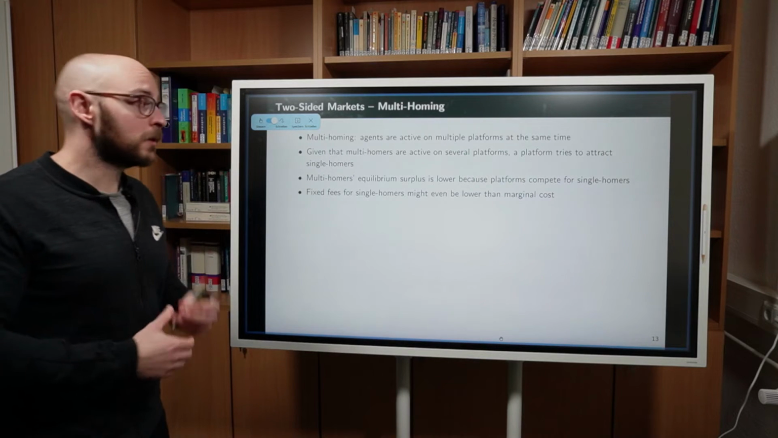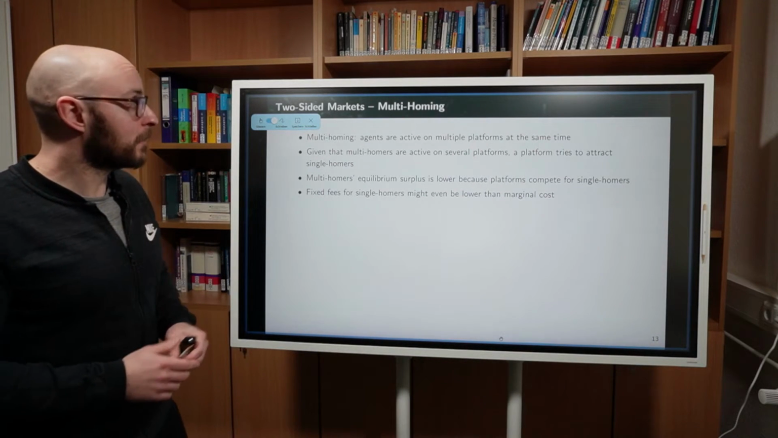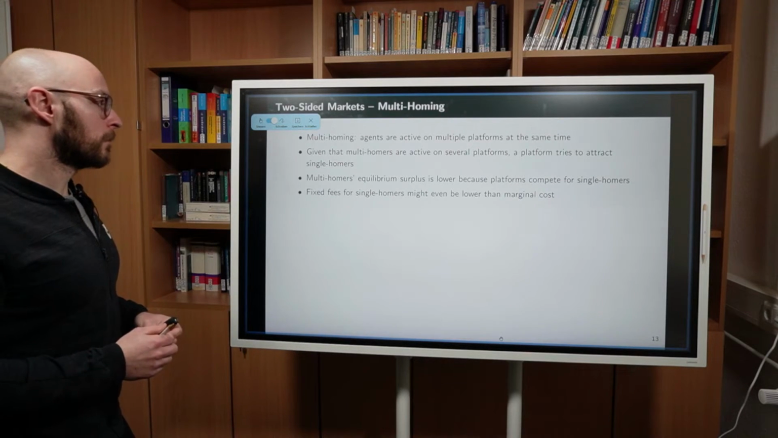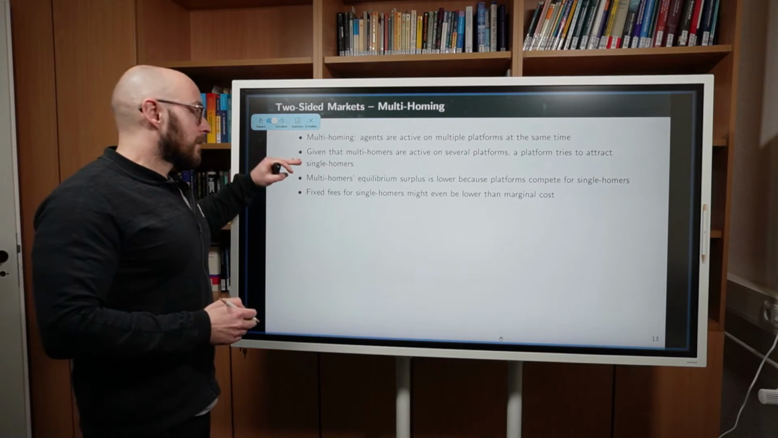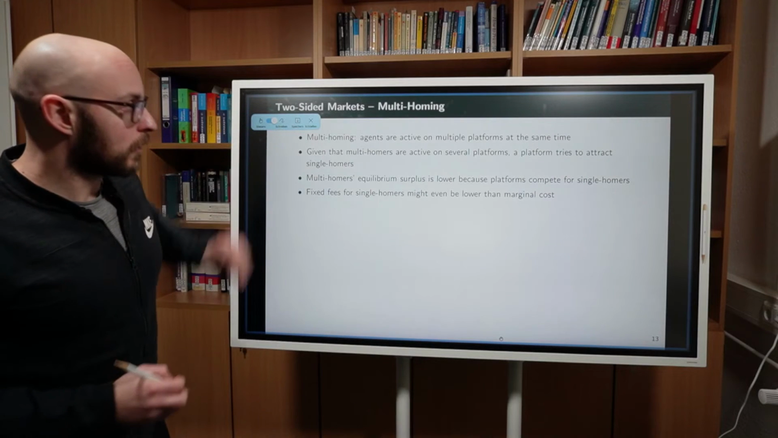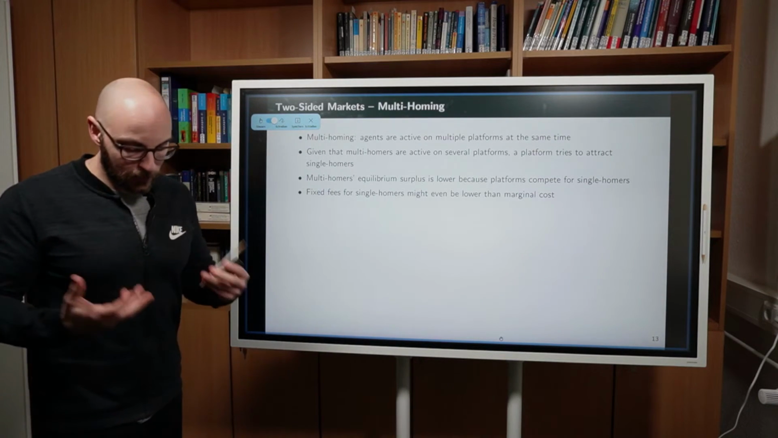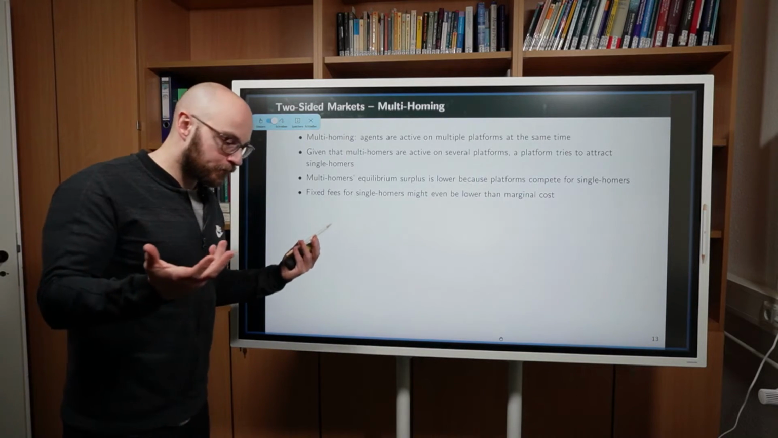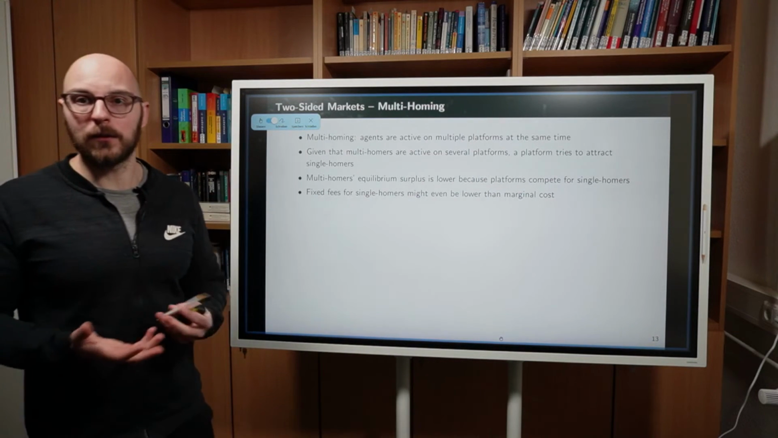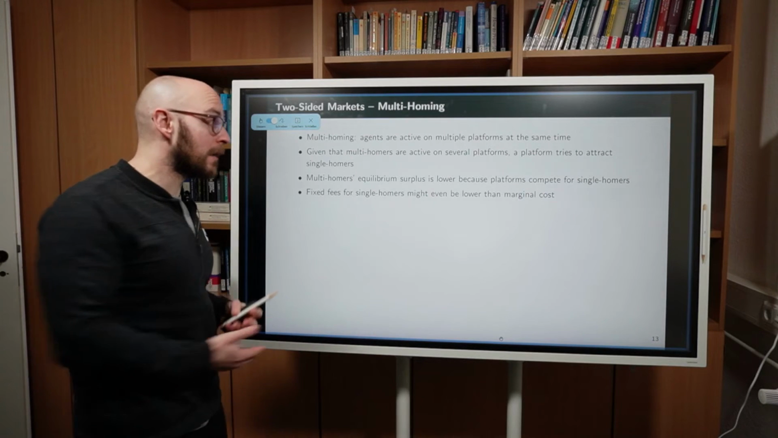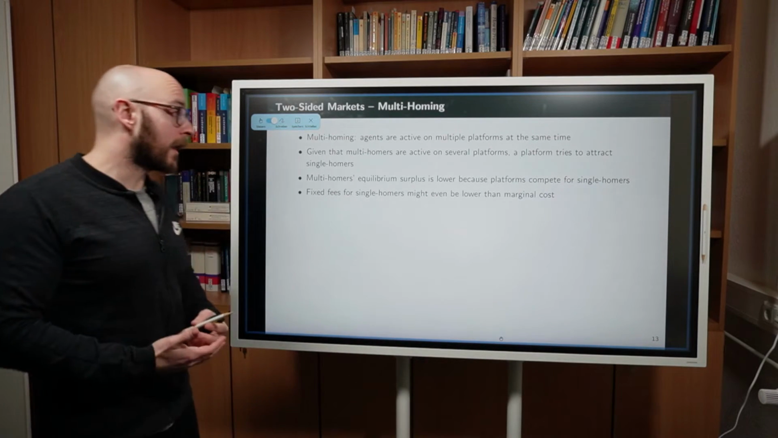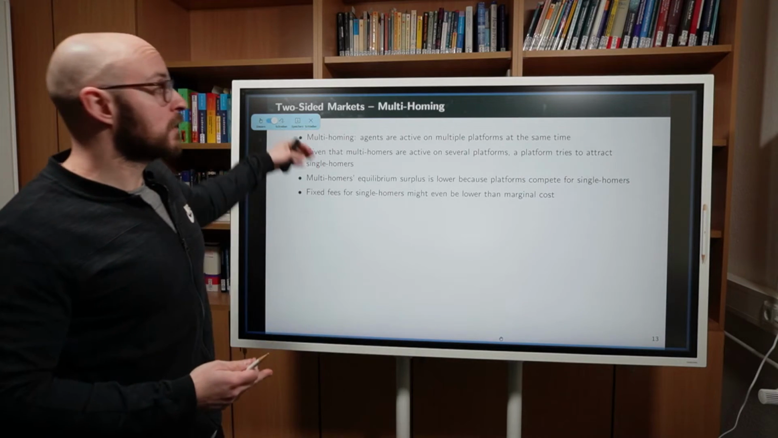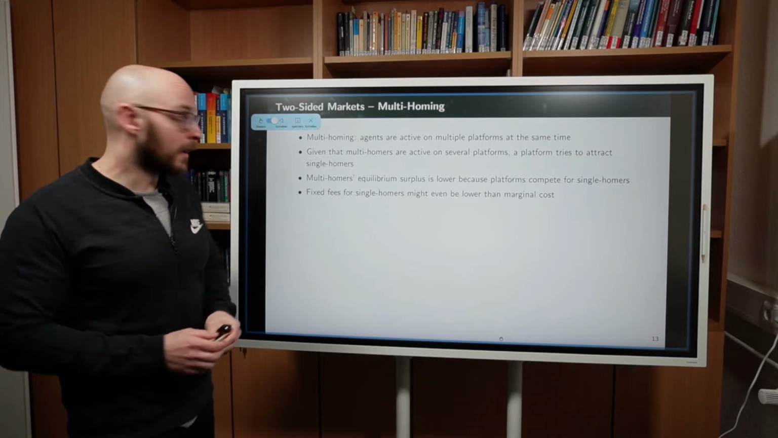So if it's easier for you to be on multiple platforms at the same time, then you are a multi-homer, or more likely to be a multi-homer. And single homers are the ones that are not active on multiple platforms. What does this mean? Well, if it's difficult or expensive for you to have multiple gaming consoles, which is true in reality, then it's more likely that you only have one gaming console. And that would mean that you are basically a single homer, right?